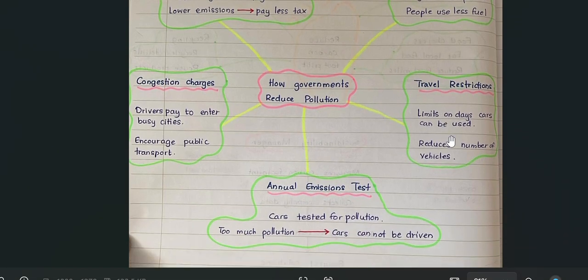Another one is travel restrictions. So for travel restrictions, there can be limits on days how the cars can be used. Another one is reducing the number of vehicles. So this is something that they can have. And the last one, they can have annual emissions test.